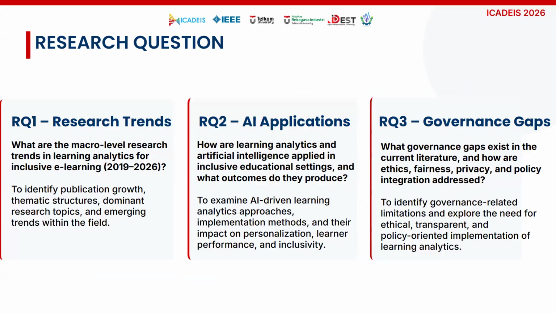Based on the situation, we make three research questions. Research question one is about trends in learning analytics for inclusive learning. Research question two is about AI applications in learning analytics in educational settings. And research question three is what governance gaps exist in the current literature and how ethics, privacy, and policy regulation address them. Next.